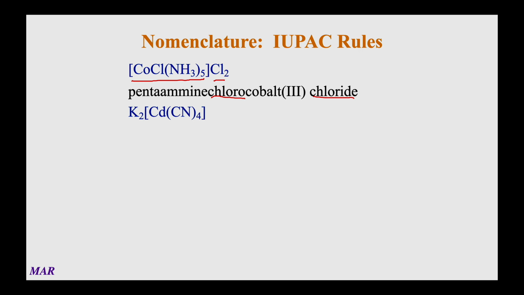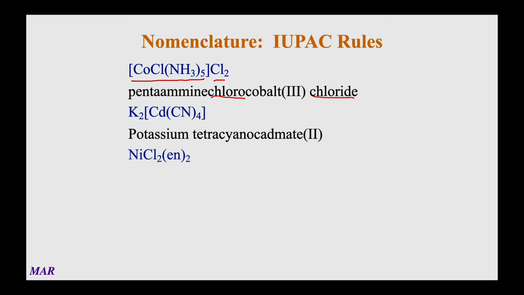But there's one more thing we need to do here. If the metal is in the anion, you change its name to an -ate. So cadmium becomes cadmate. This crazy thing: potassium space, because potassium is a cation, potassium tetracyano cadmate 2. Zinc becomes zincate, chromium becomes chromate, stuff like that. If you see that, that just means that the metal center is in the anion of the compound.